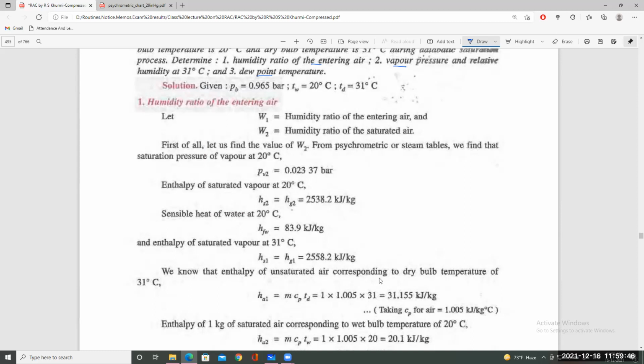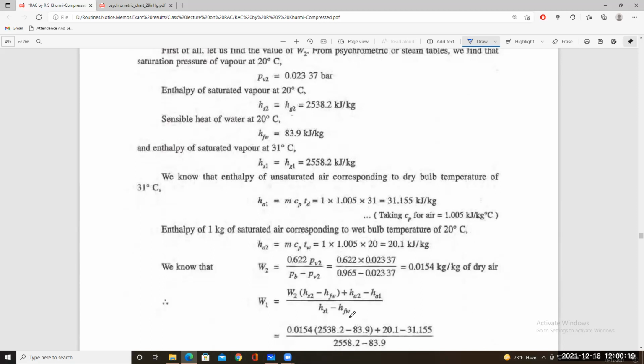Coming to the dry bulb temperature of 31 degrees, the enthalpy of 1 kg of saturated vapor corresponding to the wet bulb temperature of 20 degrees centigrade is given as m, the mass, times Cpw. The mass is 1 because we are taking 1 kg, multiplied by Cp 4.18, the specific heat at constant pressure, and multiplied by 20, giving 20.1 kilojoule per kg. And W2 is 0.0166.